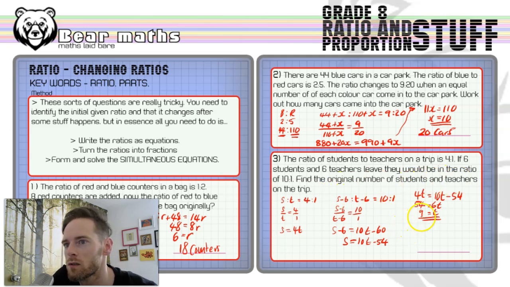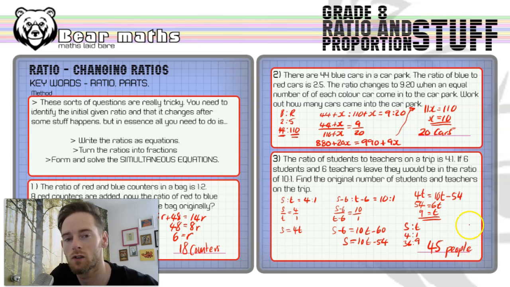So the number of teachers is 9. Students to teachers was 4 to 1, and in this one we got 9, so 4 times 9 is 36. Adding those parts together will give you 45 students and teachers. So we could refer to them as people. There they are. Teachers are people too.